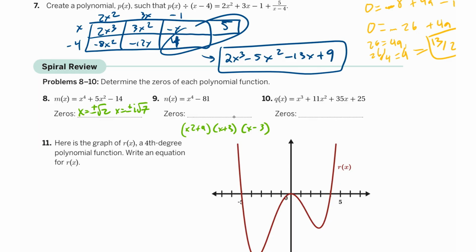When I set each of those equal to 0, x squared equals negative 9. Take the square root of both sides and get plus or minus 3i. And then x plus 3 equals 0, x minus 3 equals 0. And I get my solutions of x equals plus or minus 3i and x equals plus or minus 3.